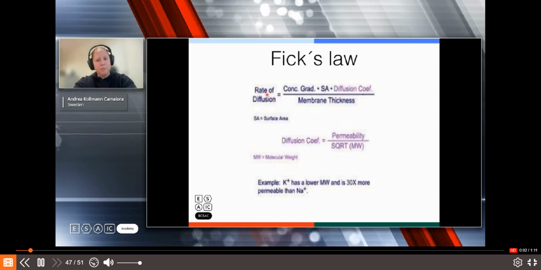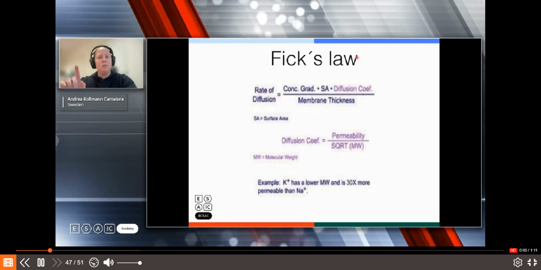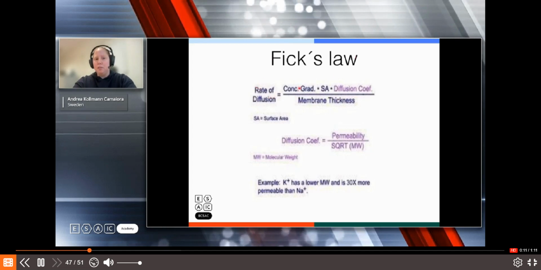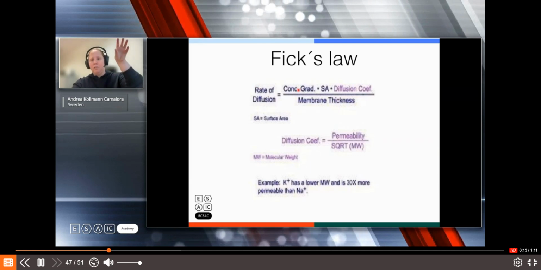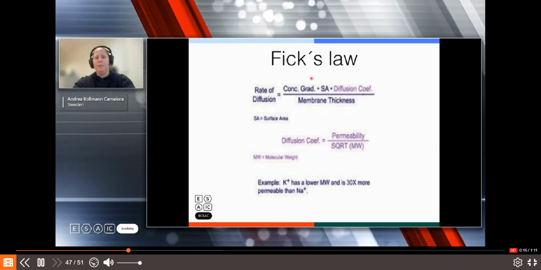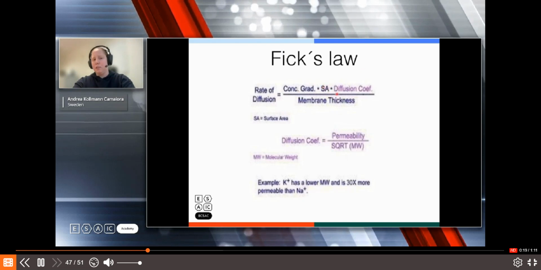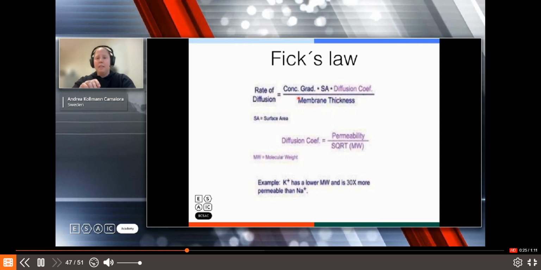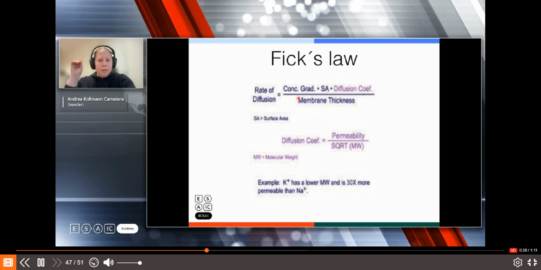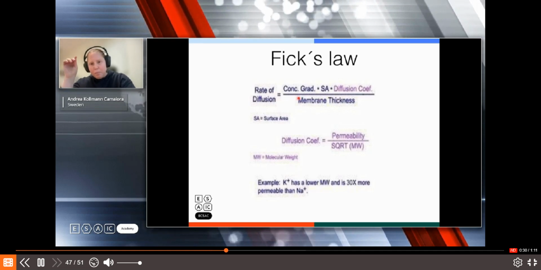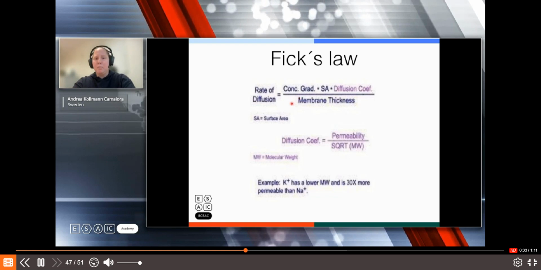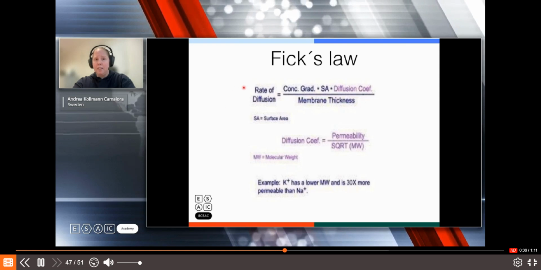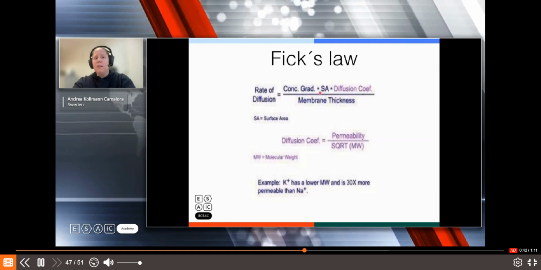Then there are other things besides diffusion, but we have Fick's law. And Fick's law is super important for anesthesia. Fick's law dictates the rate of diffusion. So you have your concentration gradient, from high concentration to low concentration. Then you have your surface area, the diffusion coefficient for any given gas, and the membrane thickness. And this is super important, because if you have a patient that has idiopathic fibrosis of the lungs, then the membrane thickness will be increased. So if I increase the thickness, I decrease the diffusion or the surface area.